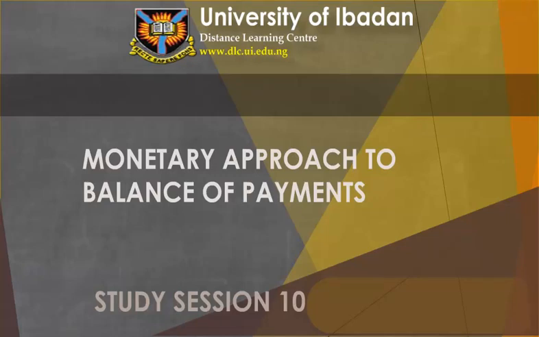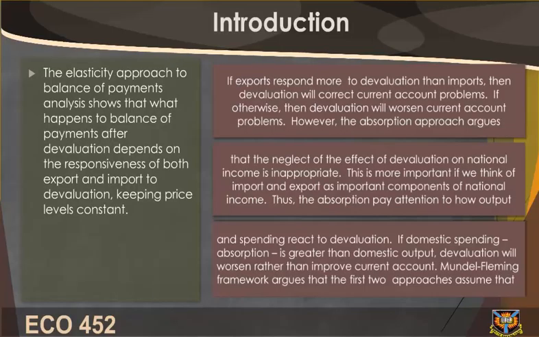Study Section 10. Monetary Approach to Balance of Payments. Introduction. The elasticity approach to balance of payment analysis shows that what happens to balance of payment after devaluation depends on the responsiveness of both export and import to devaluation, keeping price level constant. If export responds more to devaluation than import, then devaluation will correct current account problems. If otherwise, then devaluation will worsen current account problems.